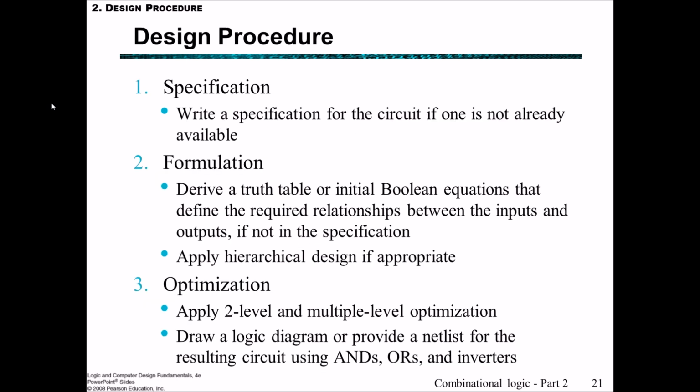The design procedure requires that we get a specification, where we would write a specification for the circuit if it's not already given. Then we do a formulation step, where we derive a truth table and the initial Boolean equations that define the relationships between the inputs and the outputs. This may also be given in the specification. The next step is optimization, where we apply two-level and multi-level optimizations, and then we draw a logic diagram that includes the ANDs, ORs, and inverters.